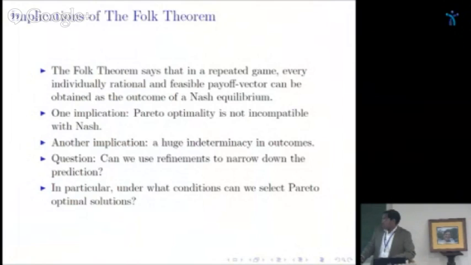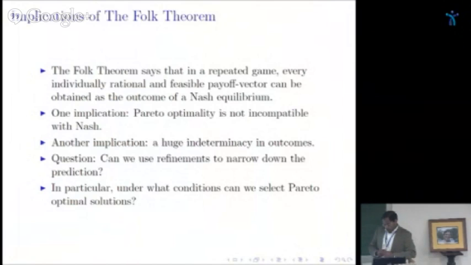So the question now is, can we use techniques from refinement to try to say something about, or try to whittle down the set, try to get a much smaller set using some systematic theory? In particular, the question we are interested in is what kinds of refinements or selection criteria could be used to get to Pareto optimal outcomes.